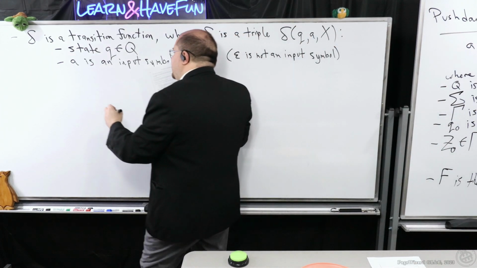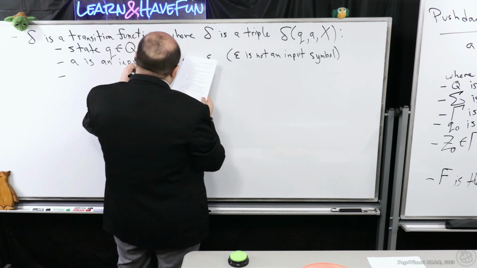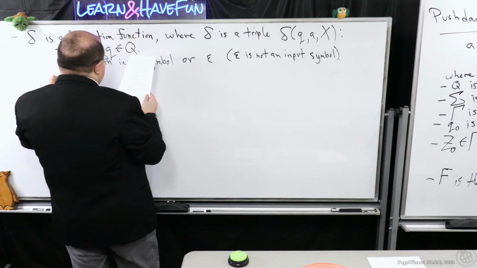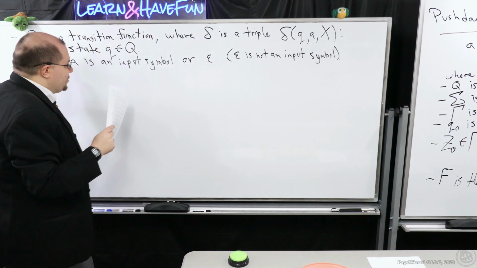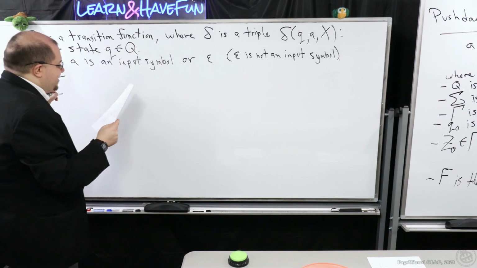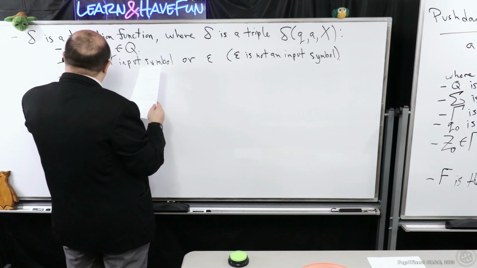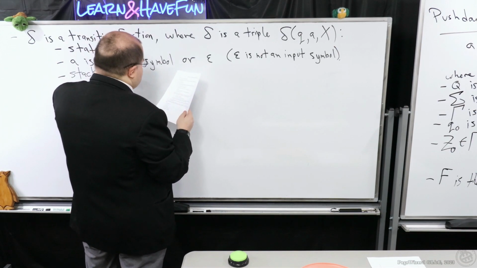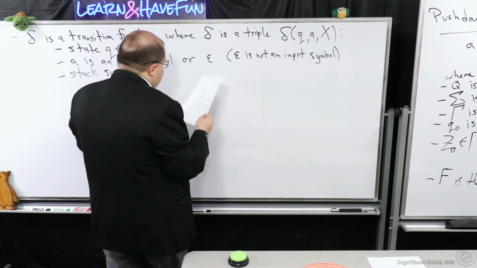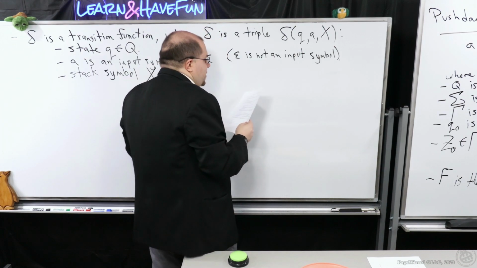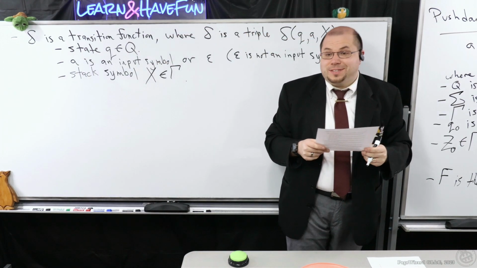And lastly, so far this shouldn't look too terribly scary. This is what we had with an epsilon NFA, right? This third part is what makes it different. Now we have the stack symbol X, which is going to be of the stack alphabet, or stack symbols.